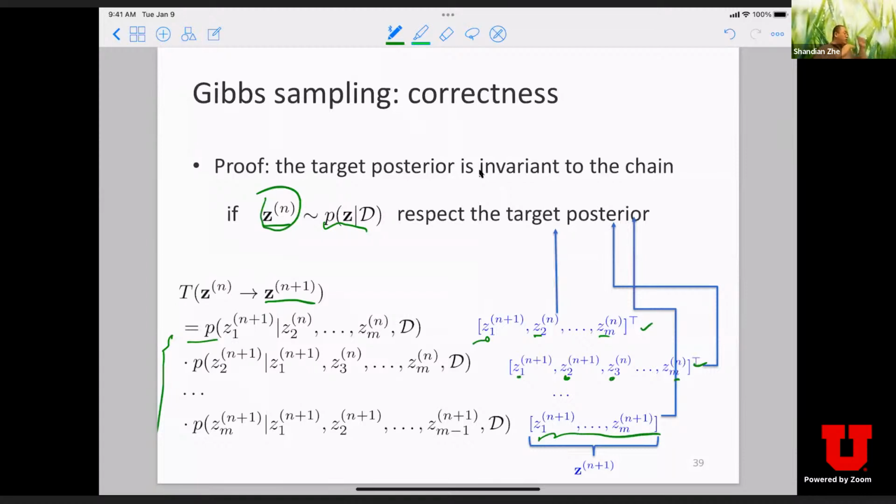How can I see this? We just need to see one example. You'll see why this is true, right? So first, because Zn, we assume it is generated from the true posterior.